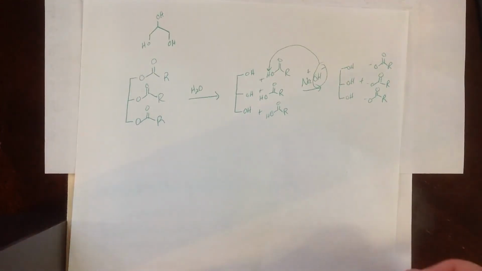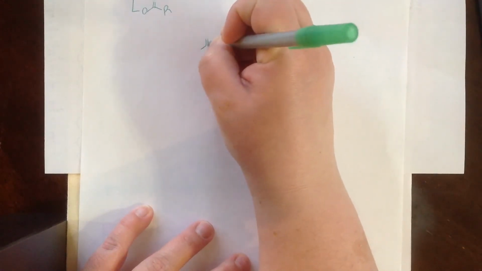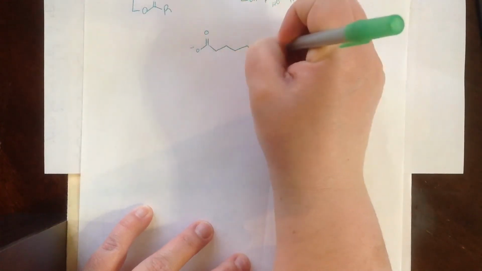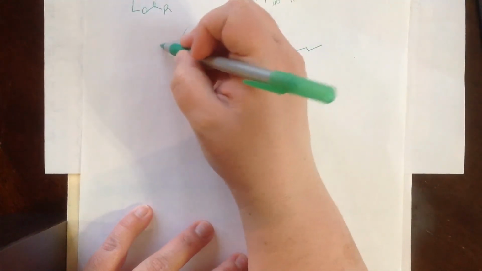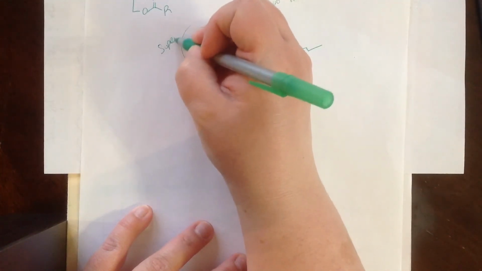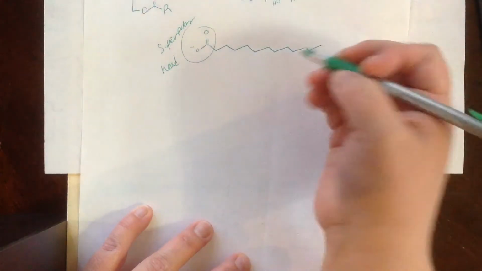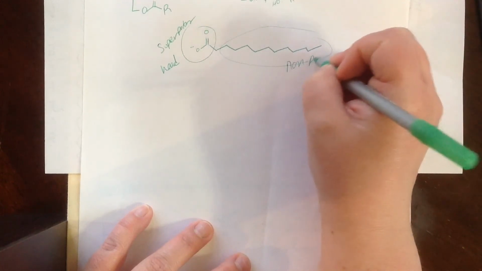Now, how does this work? Why does it work? Why is it so cool? When it comes to soaps, it's similar to a fatty acid, but it's even more polar at the beginning because this is like a super polar head. And this over here is like non-polar, right?